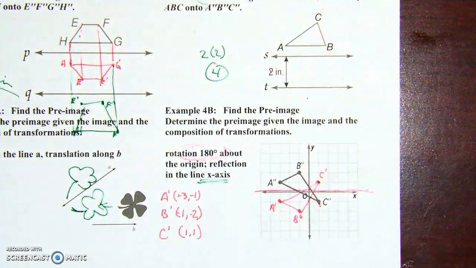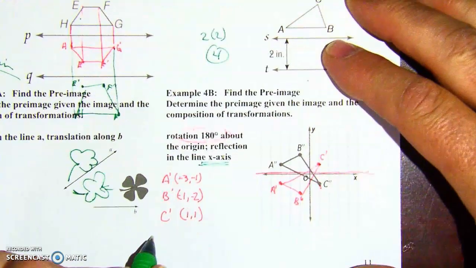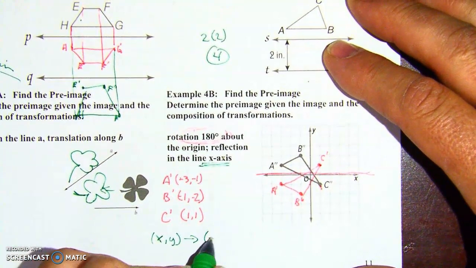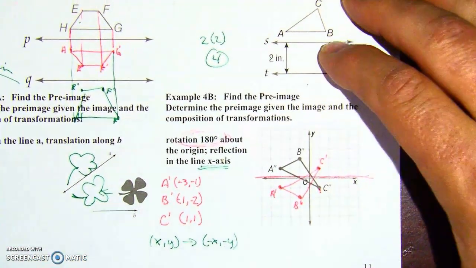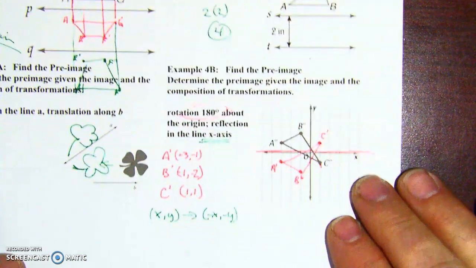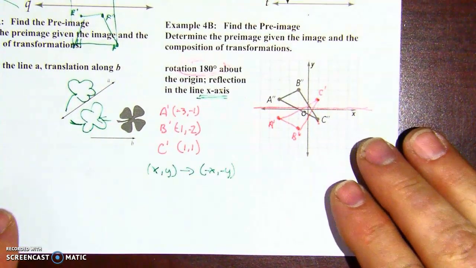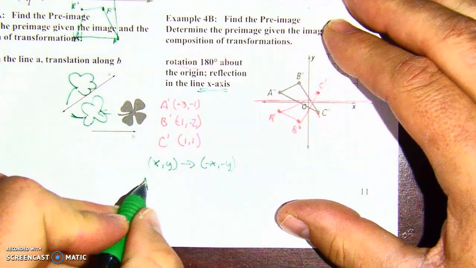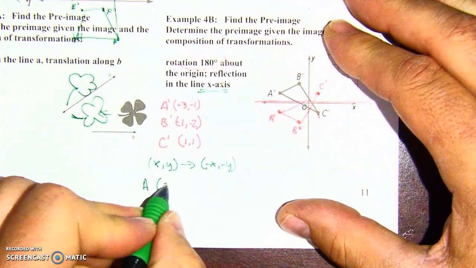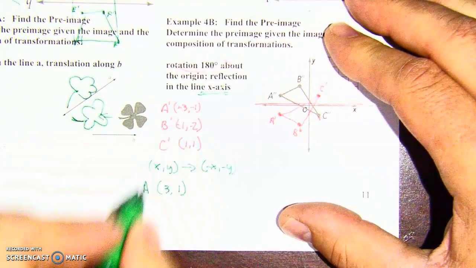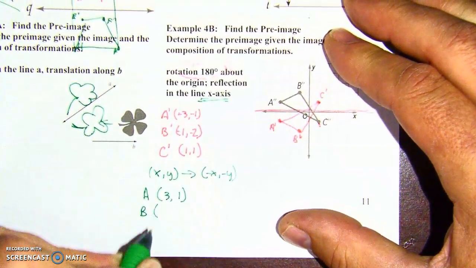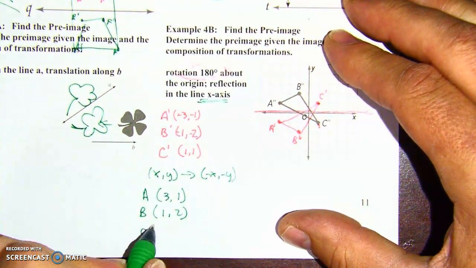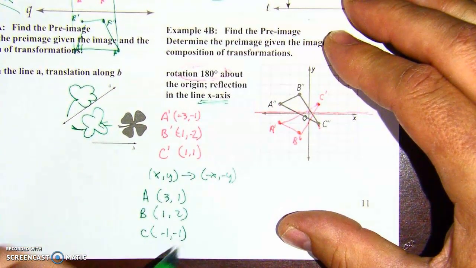Now remember, the rule for 180 degrees is x comma y gives us -x, -y. Okay? So let's go ahead and put in our new coordinates for this. We're going to just call this original, so like we work backwards. So this is going to give me 3 and 1 because we changed it to their opposites. B is going to be 1, comma 2, and then C is going to be -1, comma -1.